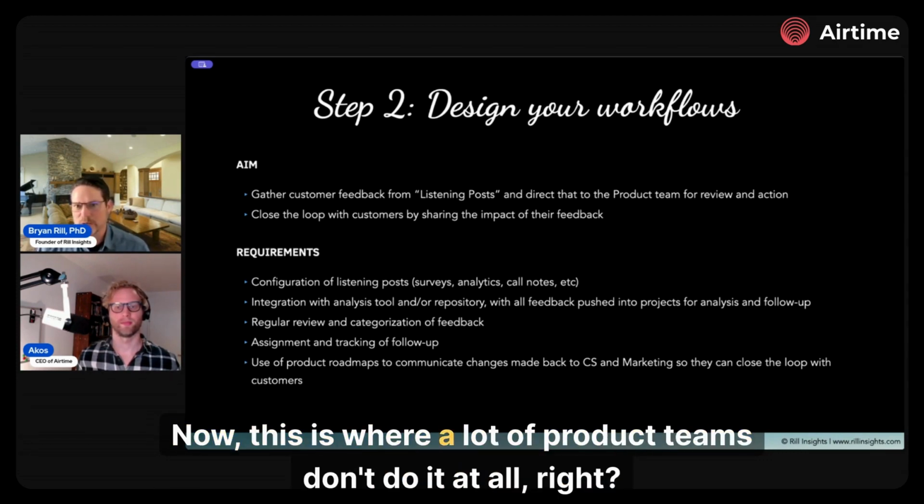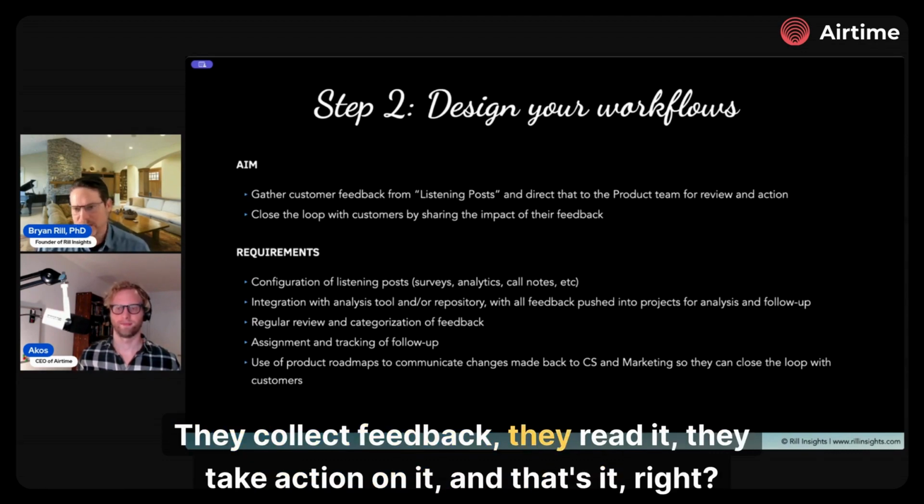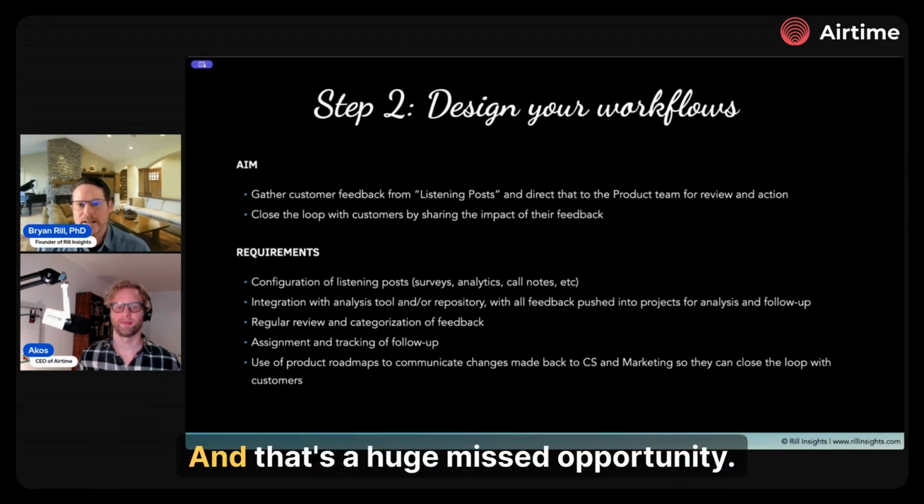Now, this is where a lot of product teams don't do it at all, right? They collect feedback, they read it, they take action on it, and that's it, right? And that's a huge missed opportunity.